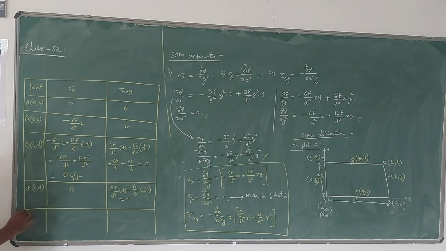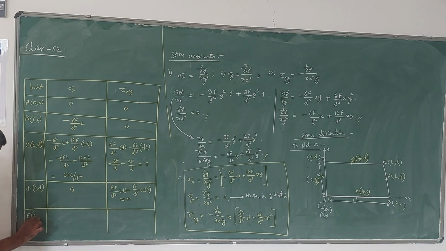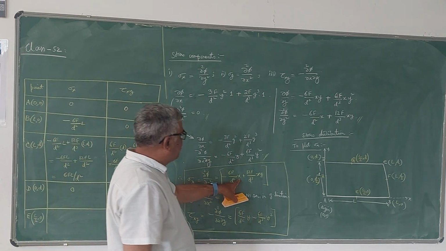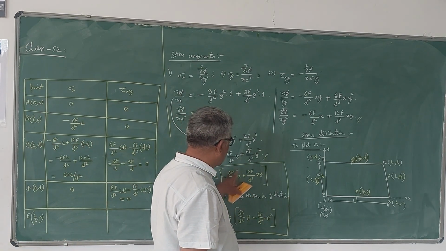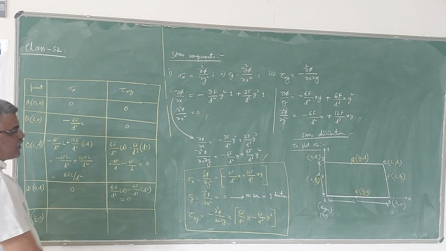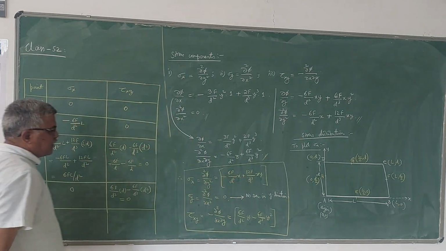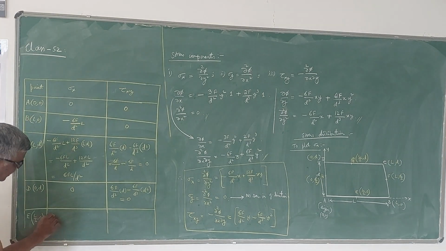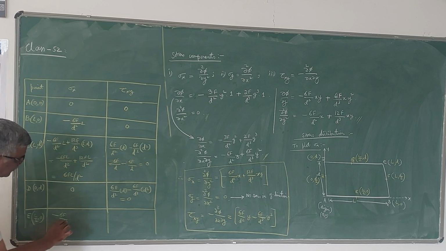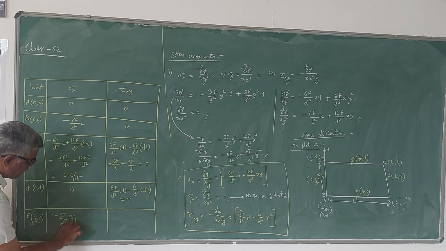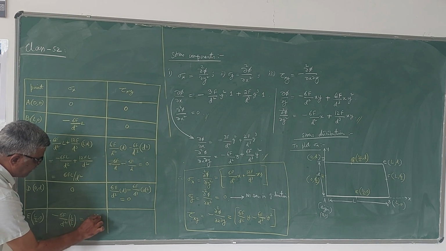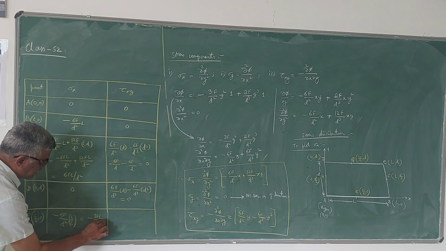At point E, which is L by 2 comma 0, put x is equal to L by 2, y is equal to 0. You will get sigma x. So the second term becomes 0, only the first term will be there: minus 6f by d square into L by 2. That is minus 3fl by d square. Correct?